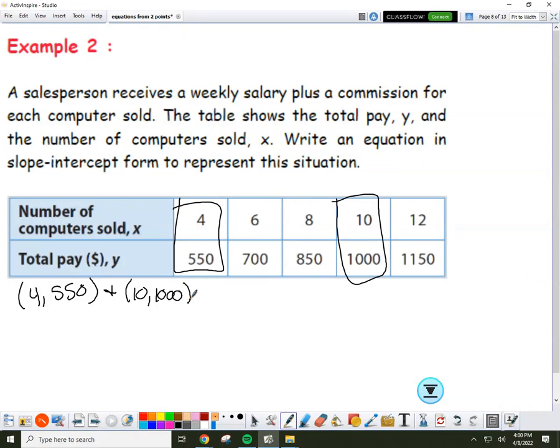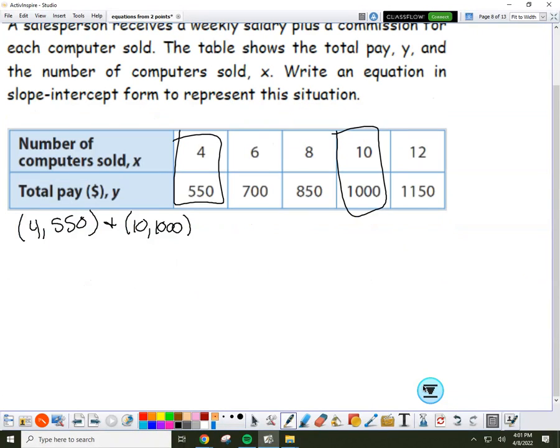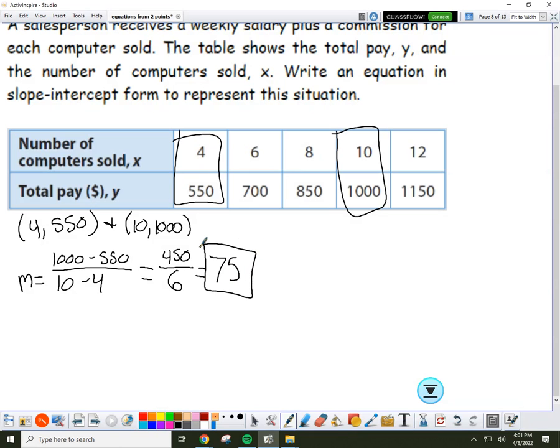First thing we need to do, find that slope. So step 1 is find that slope. We're going to plug everything in. So I'm going to have 1000 minus 550 all over 10 minus 4. When we subtract the top, we get 450. When we subtract the bottom, we get 6. And then 450 divided by 6 actually gives us a nice number. It's going to give us 75. So our slope for this one is going to be 75.